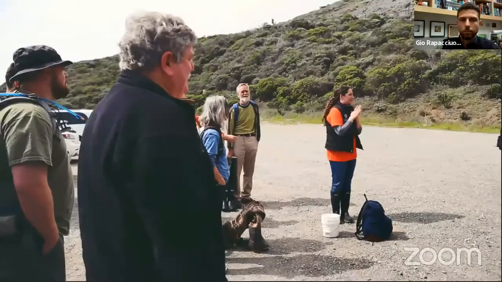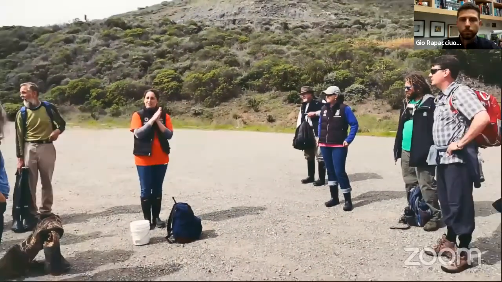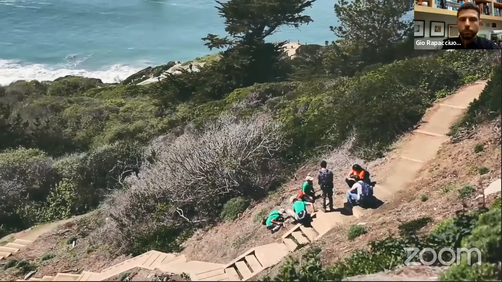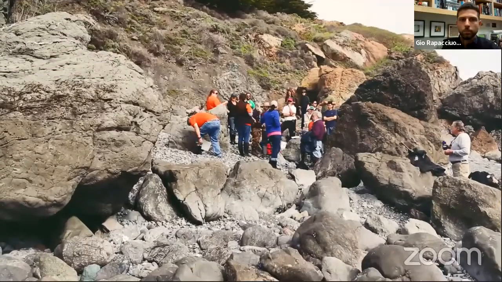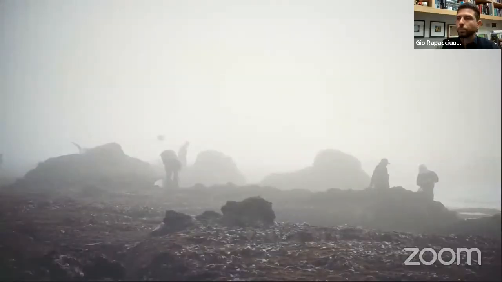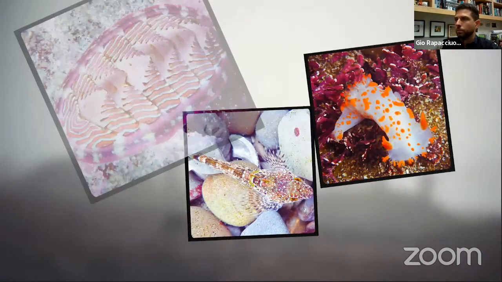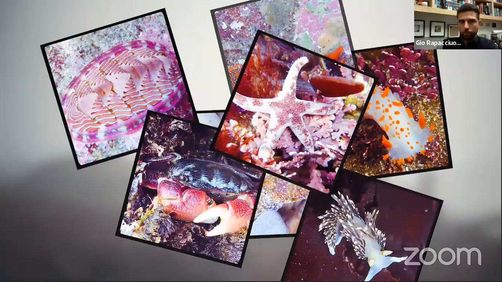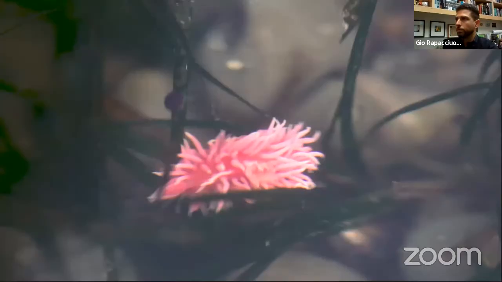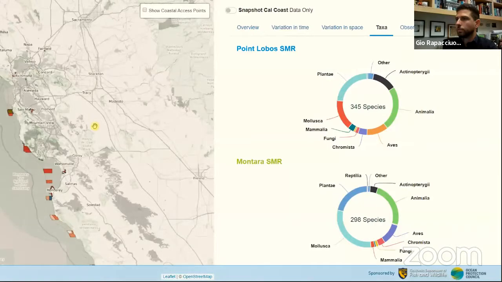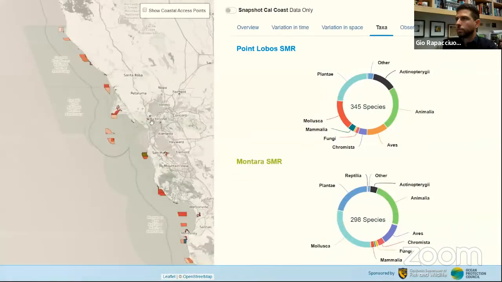Every year, we run a big campaign called the Snapshot Cal Coast, and that is people up and down the coast of California over 2 weeks in June, getting out to their local coast, the places that they love or the places that they know best, and making and sharing observations of all the species that we can find. It's a pulse of information about coastal biodiversity, and it provides me with most of the data I need to understand the state of our coastal ecosystems.